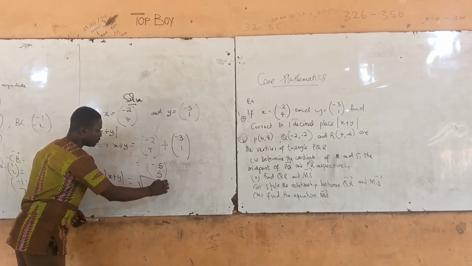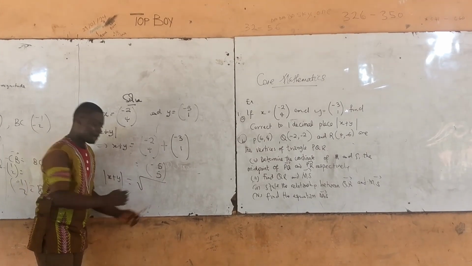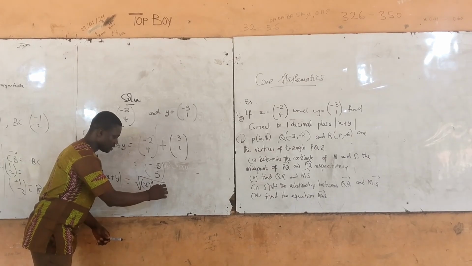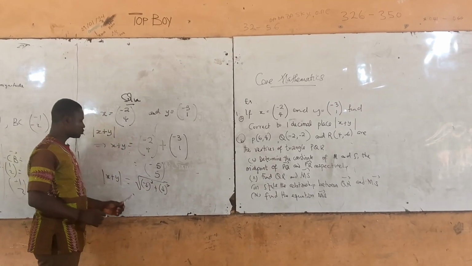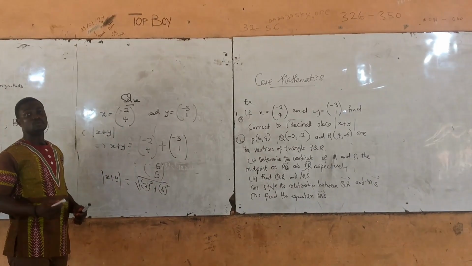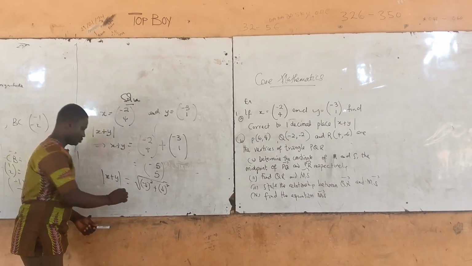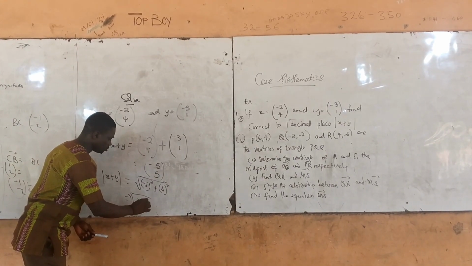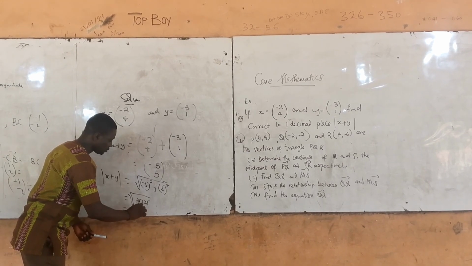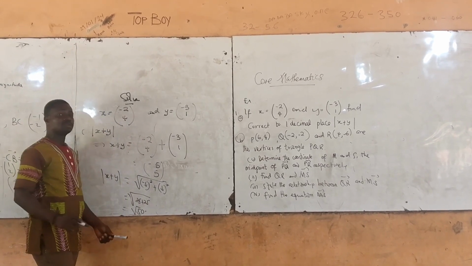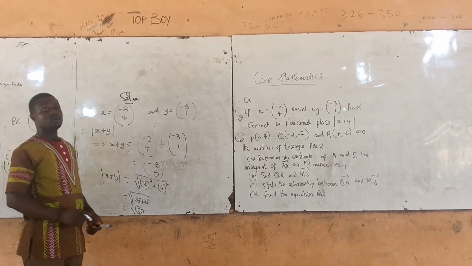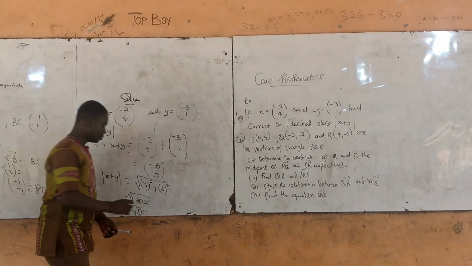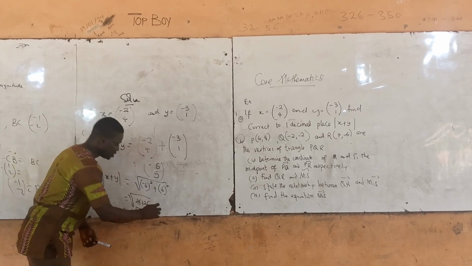So the magnitude of x plus y is going to be the square root of minus 5 squared plus 5 squared. Minus 5 squared will give you 25, so 25 plus 25 will give you the square root of 50. And then 50, when you change it, it's going to be 2 root 5. How do you get it?